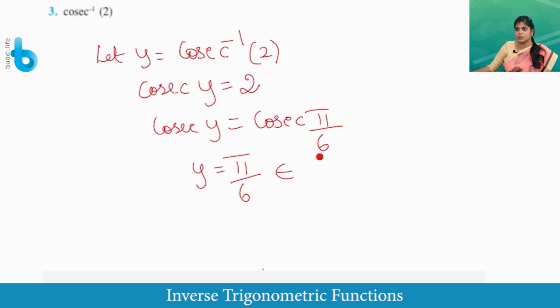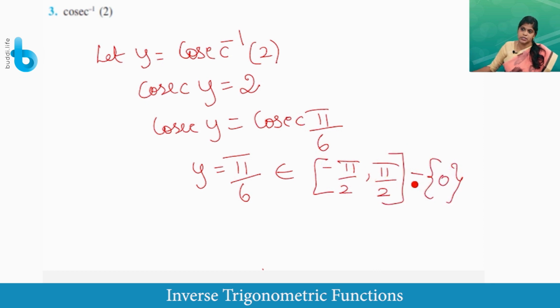Minus pi by 2 comma pi by 2, excluding the 0. Just check whether pi by 6 falls under this range. Yes, it is obvious that minus pi by 2 is minus 90 degree to 90 degree only, my 30 degree also falls. So y is in the principal range. So y equal to pi by 6 is the principal value.